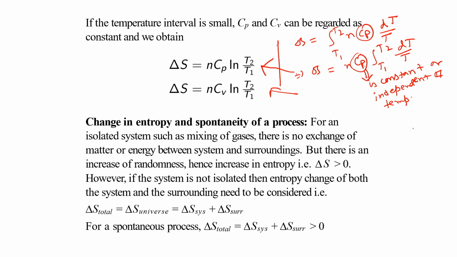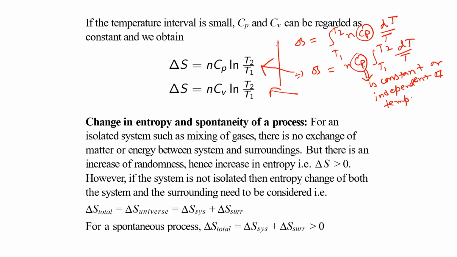Now, what is the change in entropy in a spontaneous process? For an isolated system such as mixing of gases, there is no exchange of matter or energy between system and surroundings, because an isolated system is defined as one where there is no exchange of energy and matter between the system and surroundings. But there is an increase of randomness, hence an increase in entropy, that is delta S is greater than 0.